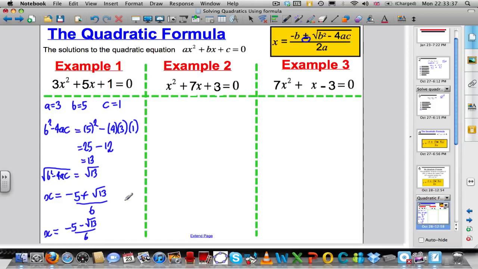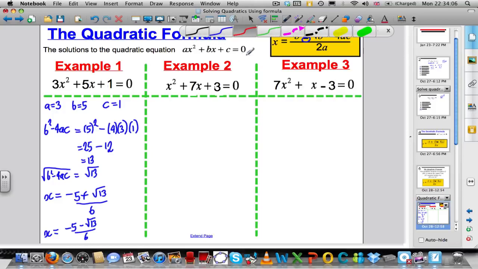Now, you can work this out on a calculator. Actually type in minus 5 plus root 13 all divided by 6, and the same for the other x answer, to get the decimal values for these solutions. In some exams they ask you for that. I'm going to leave them as surds for now, but you can work them out as decimals, and the later activity will actually ask you to work them out to 2 decimal places. Okay, let's do example 2.